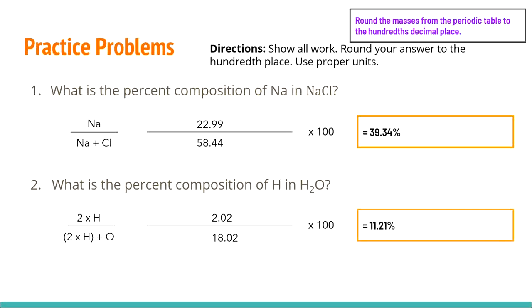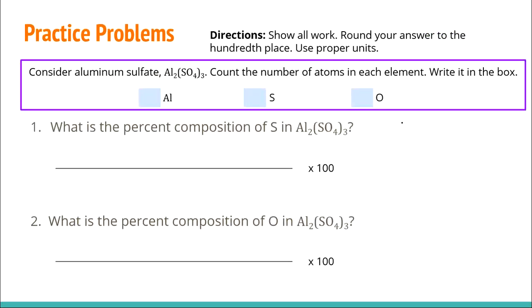So 2.02 divided by 18.02 times 100 is equal to 11.21%. So this means that there's 11.21% of hydrogen in water. Water consists of 11.21% of hydrogen.